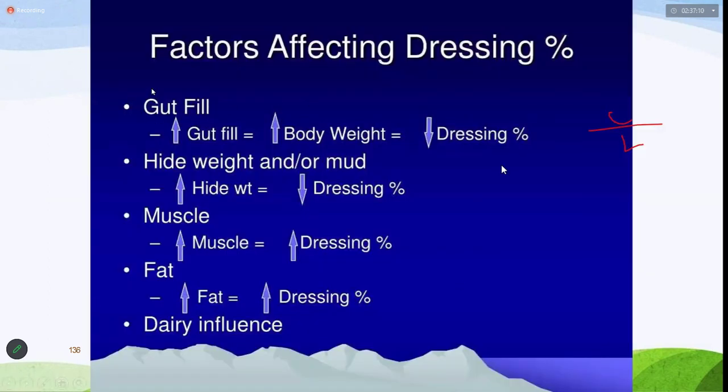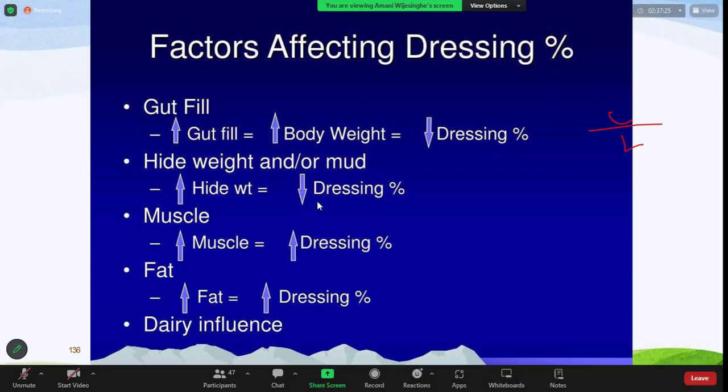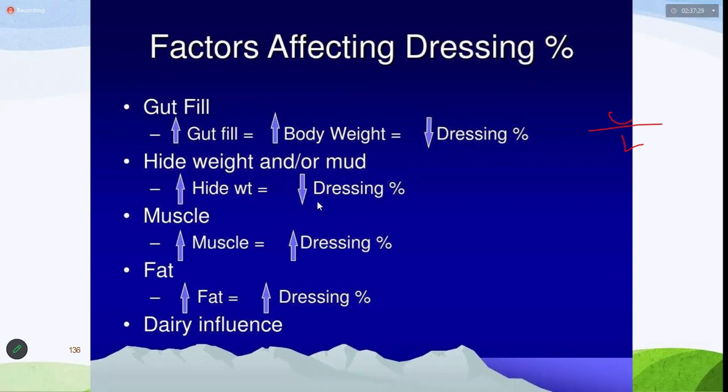For example, gut fill. If the gut fill is high, it means the animal is full in the stomach at the moment of death, so it has a high volume of gut. But in our processing, during evisceration, we remove this gut completely, including the microbes and unwanted things. At that time the carcass percentage will reduce because of removing the gut. So even if the live weight is higher because of gut fill, the carcass percentage and dressing percentage decrease once the gut is removed.